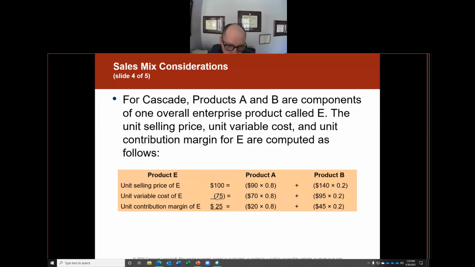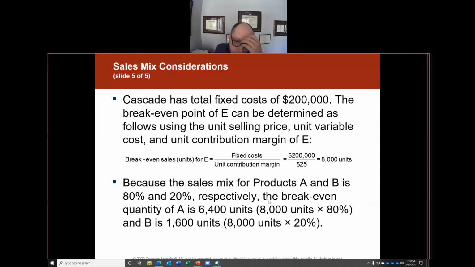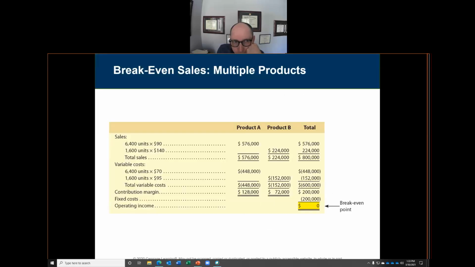$100 average minus $75 average variable cost equals an average contribution margin of 25. And the averages are based off the sales mix. To break even for the whole company, I need my fixed cost for the whole company, 200,000, divided by unit contribution margin for the whole company, $25. Means I need to sell an average of 8,000 units of each product to break even. And that's how this looks.